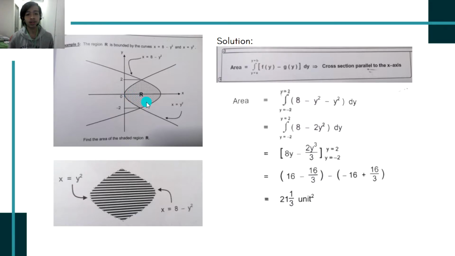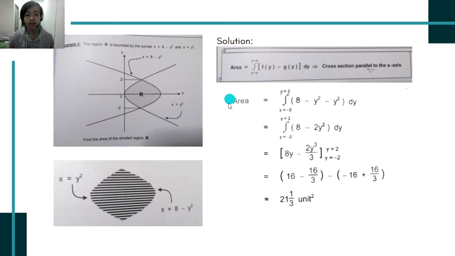Okay, next we must look to our formula for this question. We have our integral y equals a and y equals b, that is our upper limit and lower limit, bracket f of y minus g of y, bracket dy, since we use dy since the cross section is parallel to the x-axis, or also we can say it as horizontal.